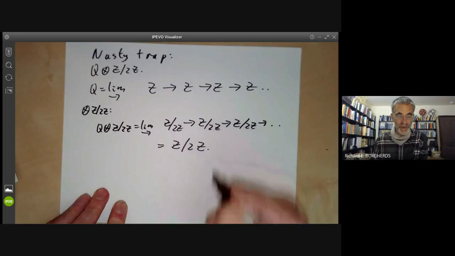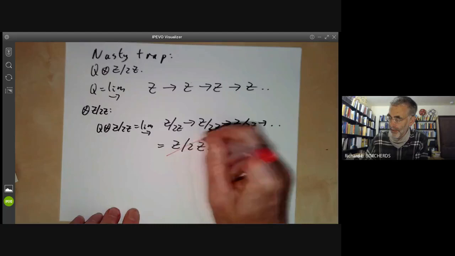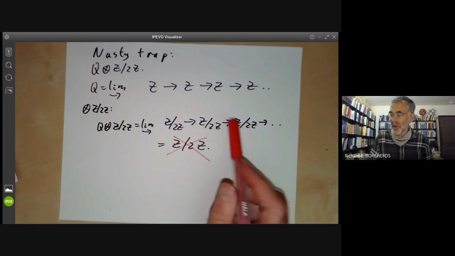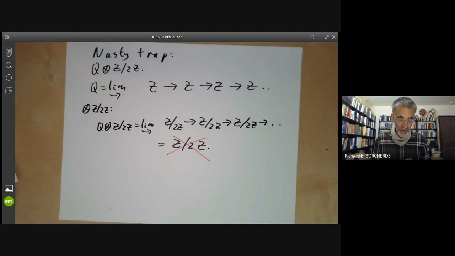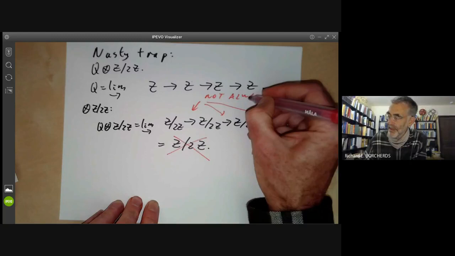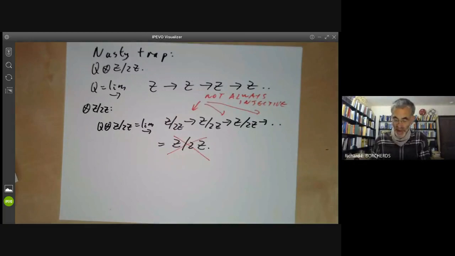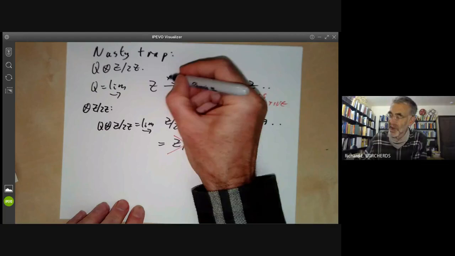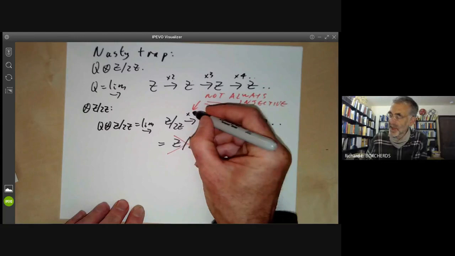Well, no, this is completely wrong. Let's cross it out. The problem is that we were being a little bit sloppy here. All these maps are injective, so there's no great harm in missing them out. However, these maps here are not injective in general, or at least they sometimes are, so they're not always injective. You remember the problem with taking a tensor product: taking tensor products doesn't necessarily preserve injectivity. So this is multiplication by 2, by 3, by 4, and so on. So this is actually multiplication by 0, by 1, by 0, and so on. So every second map here is actually the zero map.